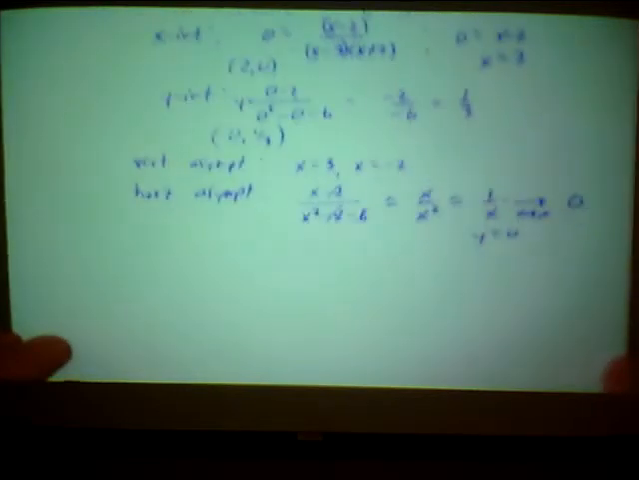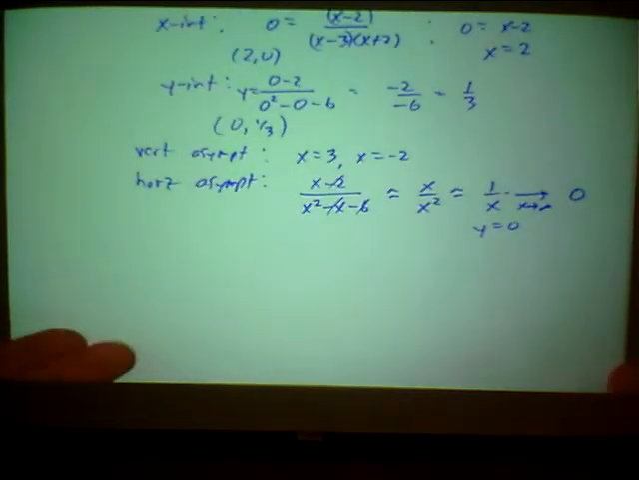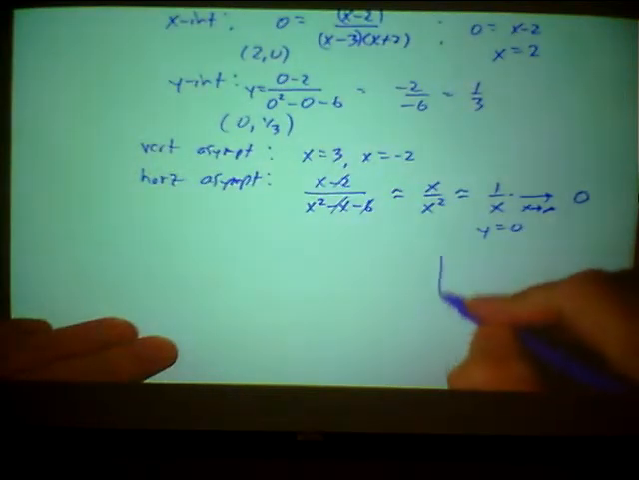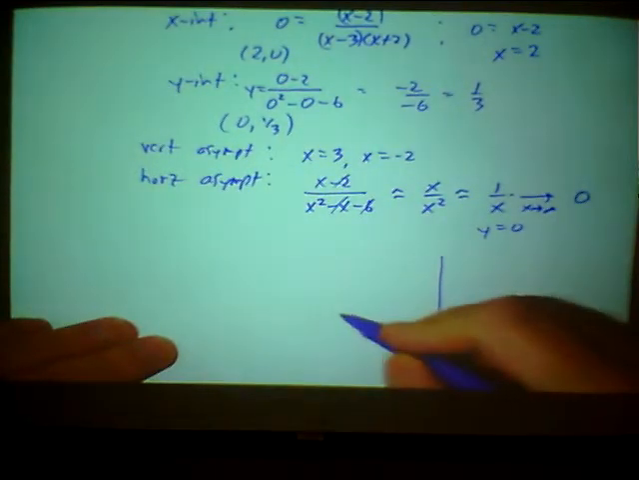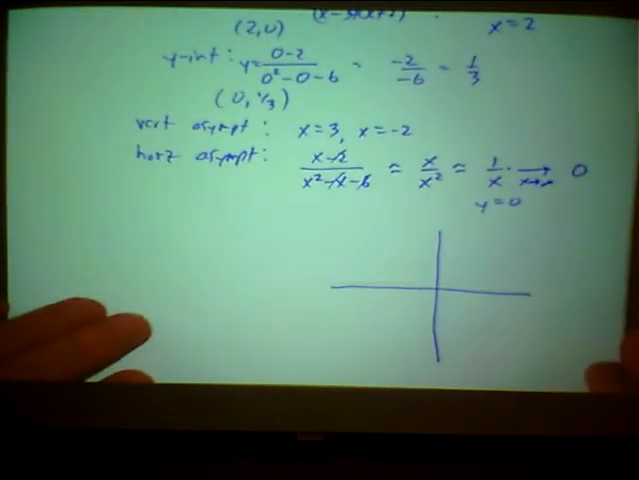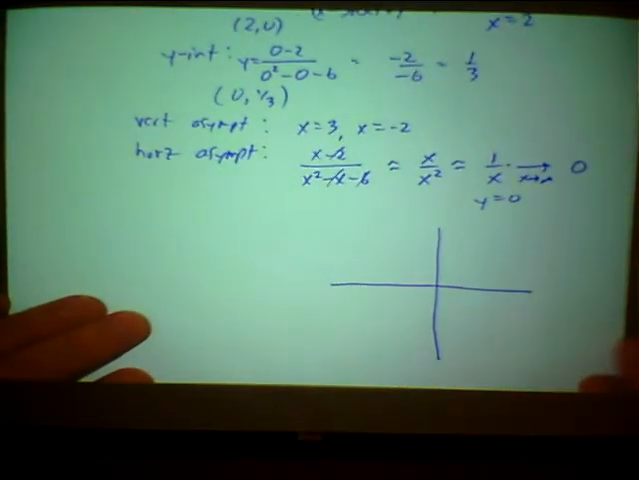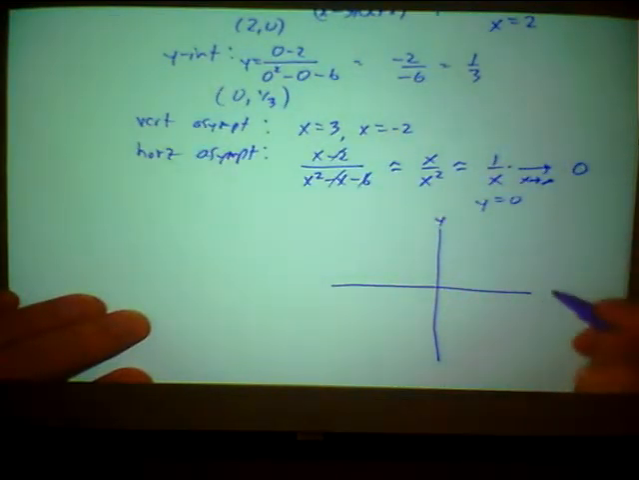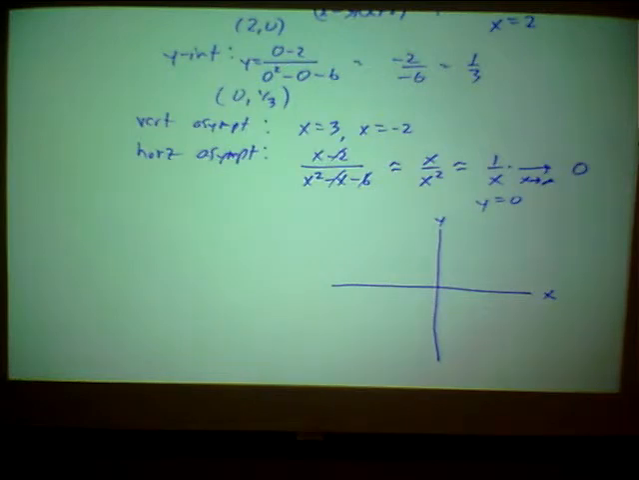So let's start my graph, and then I'll do my sign chart, and then we'll see if we can figure out what it looks like. I know you can't see the whole page, but I'll move this page up and down as we need to.